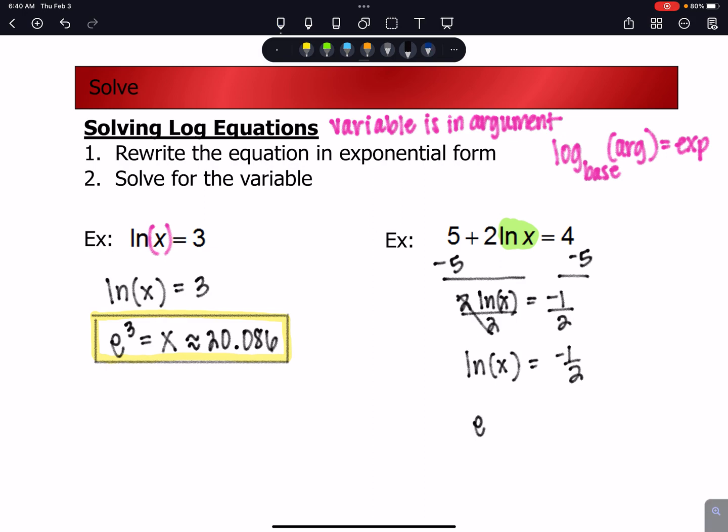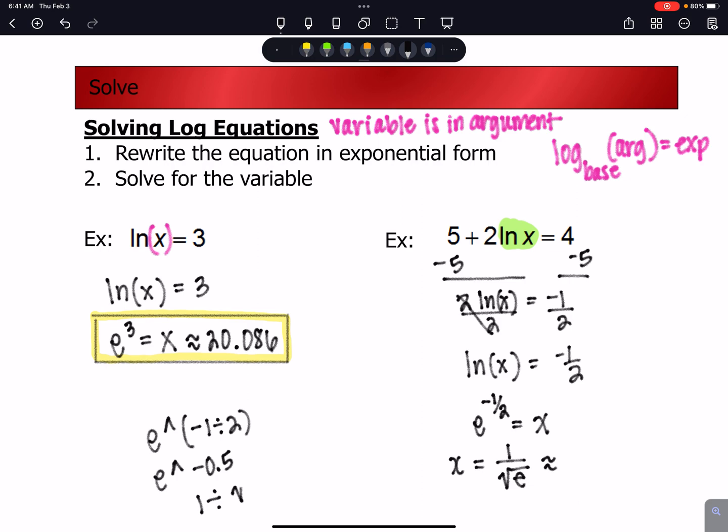We've got base e raised to the -1/2 power is equal to x. Now an exact answer, a good exact answer, would be 1 over the square root of e. That would be a really good answer, 1 over the square root of e. That would be nice. An approximate answer, we're going to put that into our calculator. And there's multiple ways you can put that in your calculator. You can put e upper caret -1 divided by 2. E upper caret -0.5, or 1 divided by the square root of e.